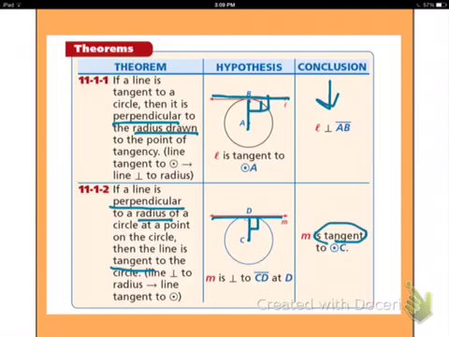So we want to make sure that we have, if a line is tangent, that it's perpendicular. And if it's perpendicular, then you know that it has a right angle. So that's what we're going to be looking for in today's lesson.